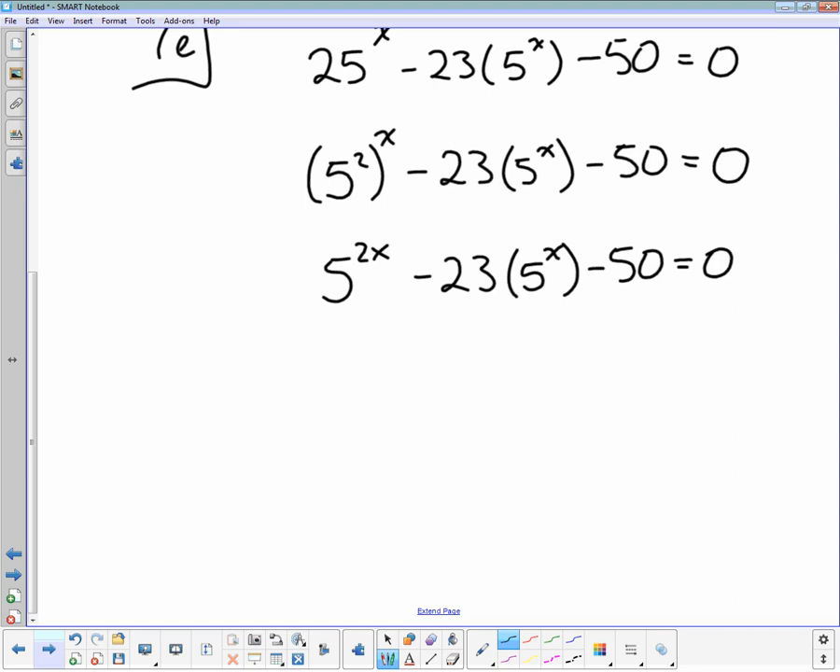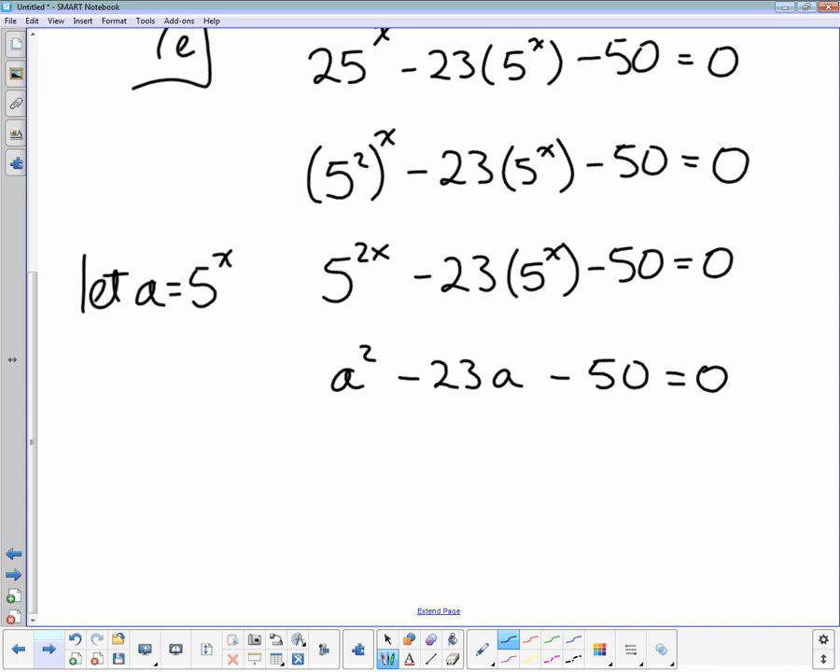Right? And we see that we've got a 5 to the x in 2 places. So let's make a substitution. So now we can turn this thing into a squared minus 23a minus 50 equaling 0. Since this is a monic polynomial, monic polynomial is a coefficient of 1 on the first term, right? I don't have to stuff any rabbits, and I can straight factor.